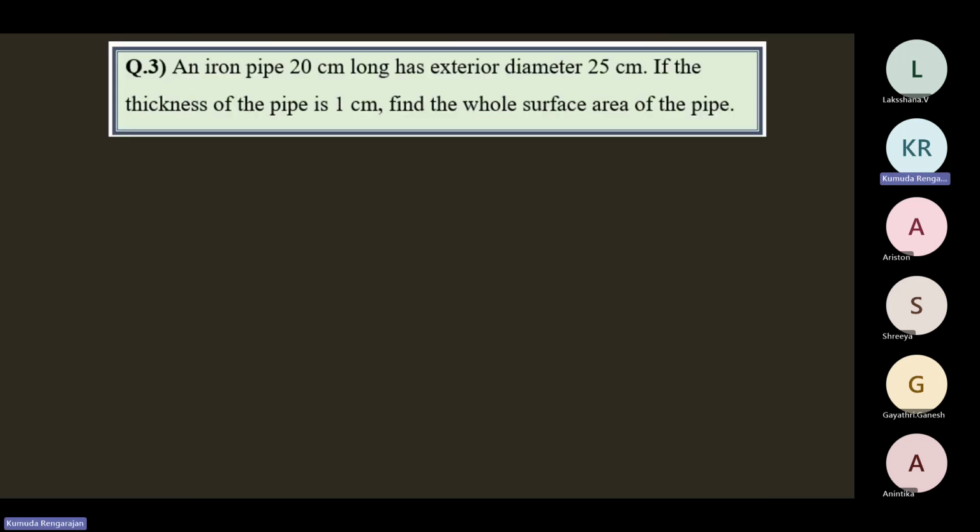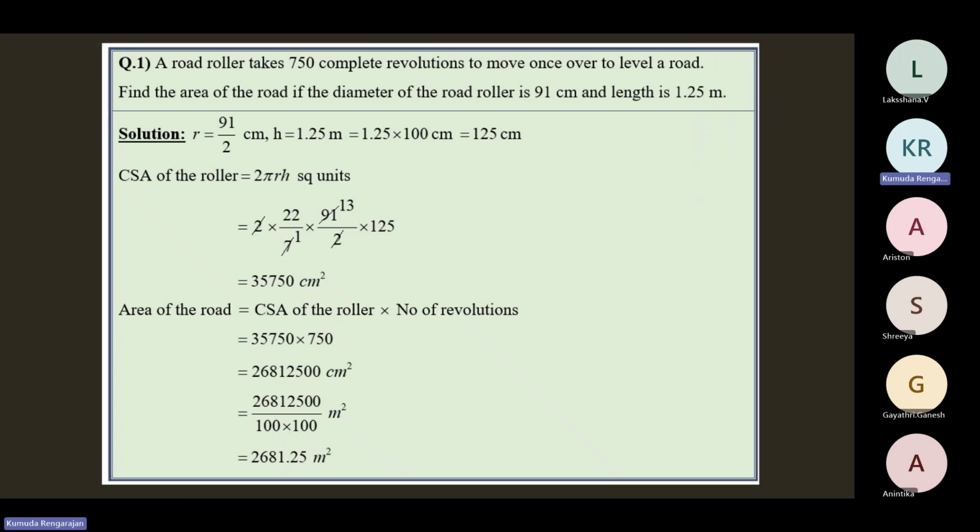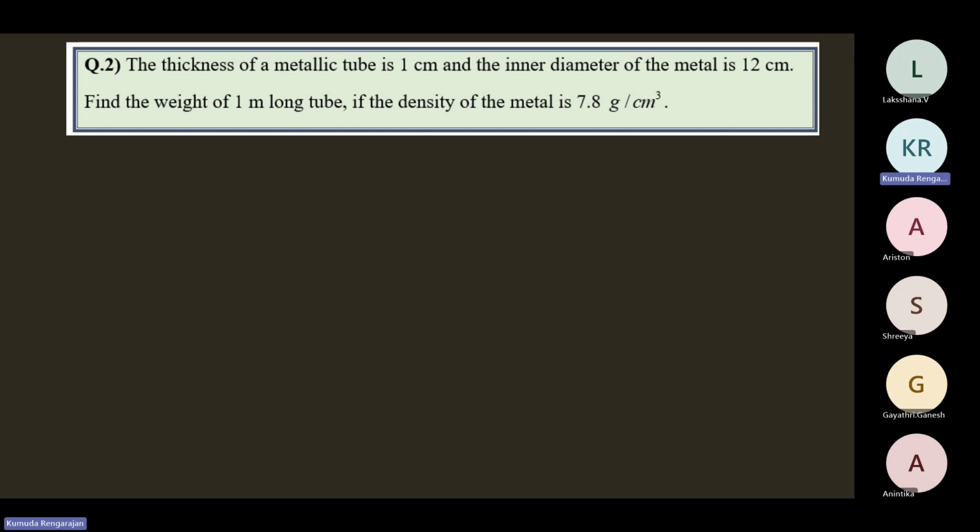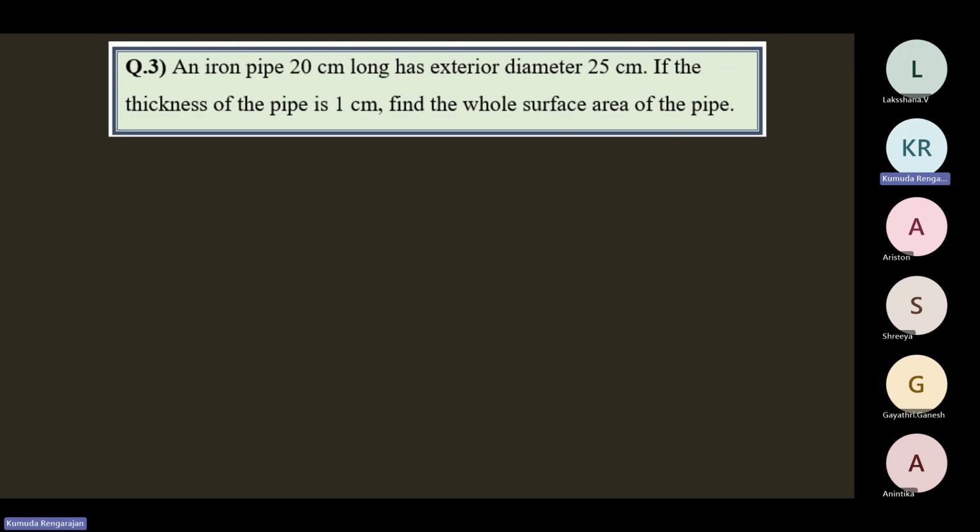The first one was about very important questions. This one was about finding the area of the road, which is leveled by a roller that is cylindrical. The length and breadth of the road are not given, but still we're able to find the area of the road using the number of revolutions the roller takes to level the road. So this is one of the many important questions. And then the third one was about finding the total surface area of a hollow pipe.